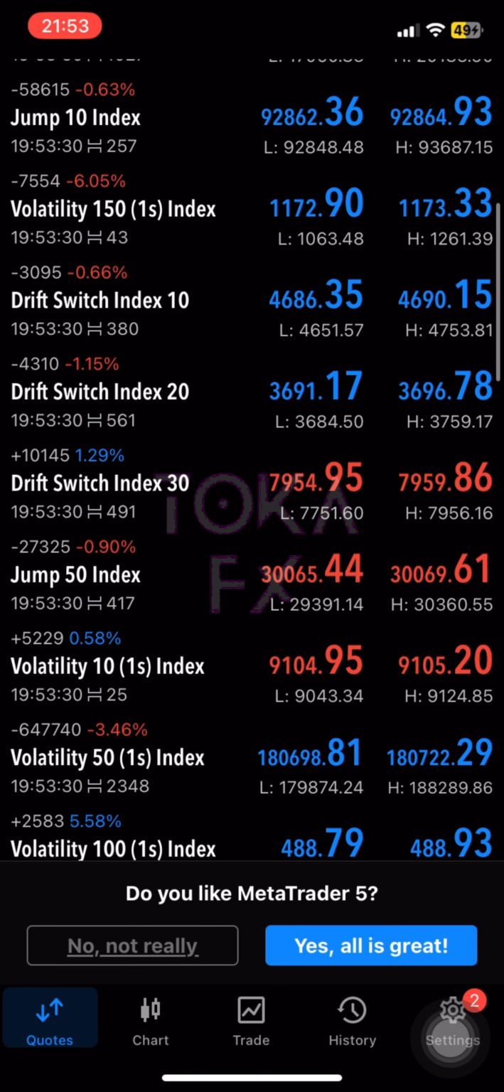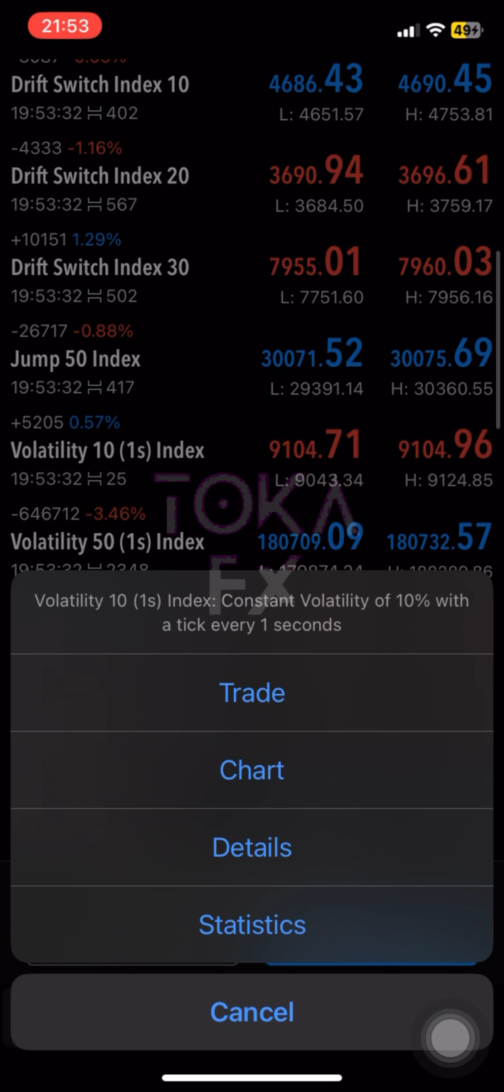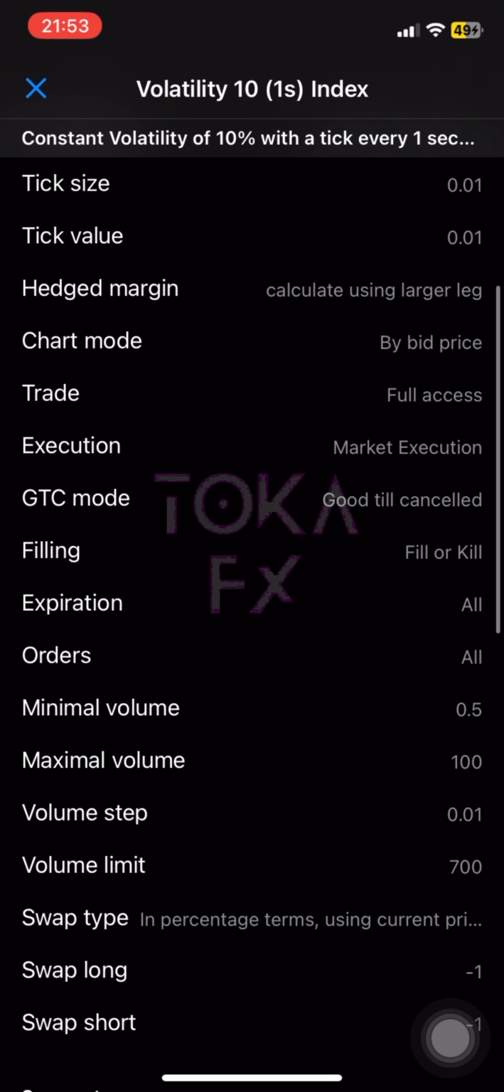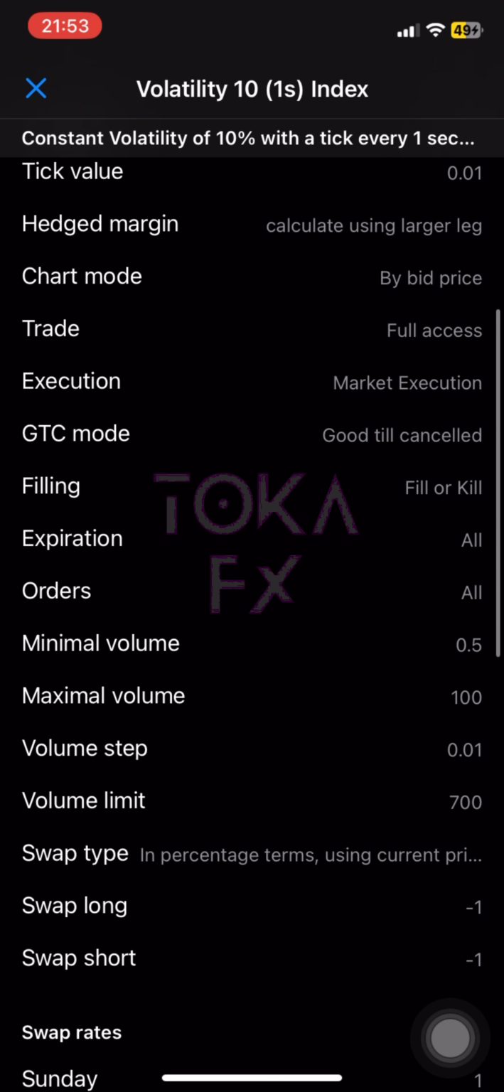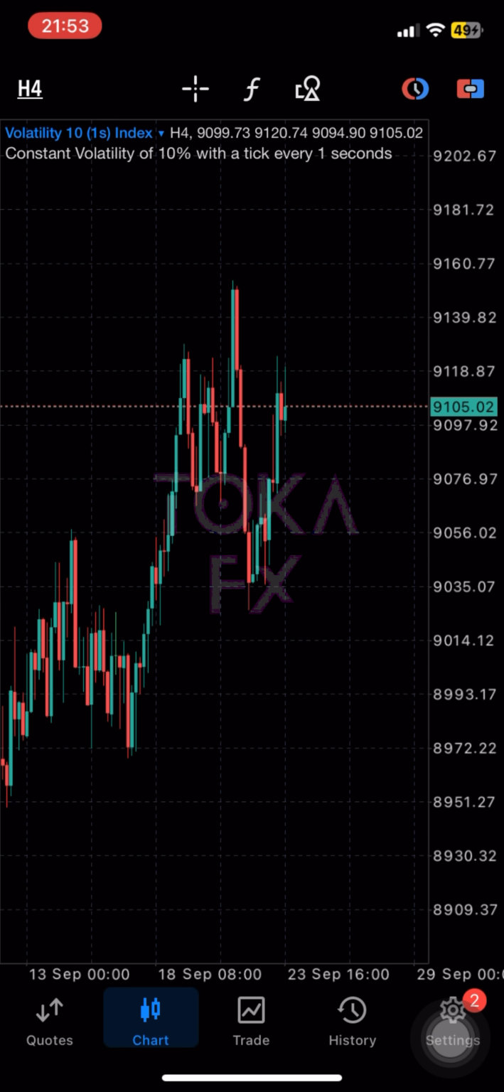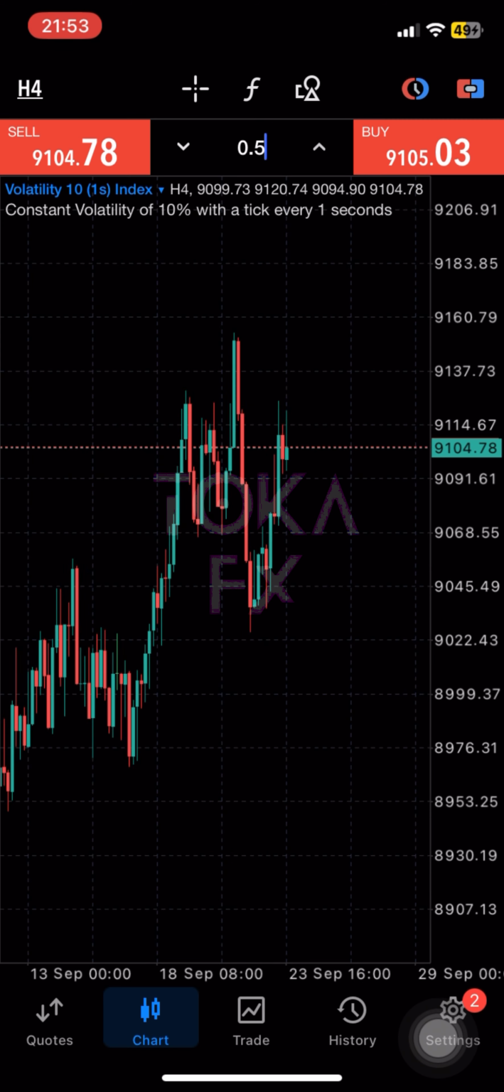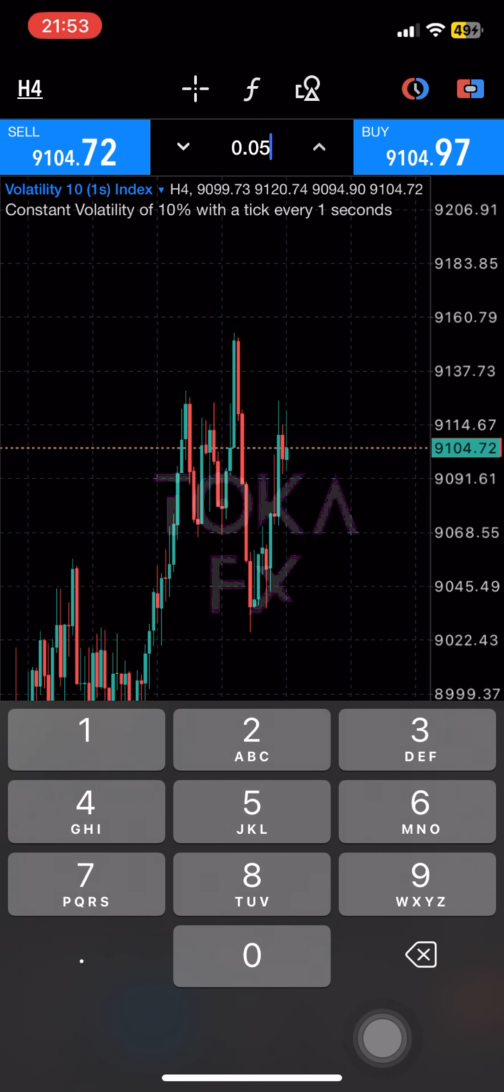So let's draw our trend lines, and then let's check first our minimum volume. We can use 0.5, which is the minimum volume that you can use to trade volatility 10 1 second.